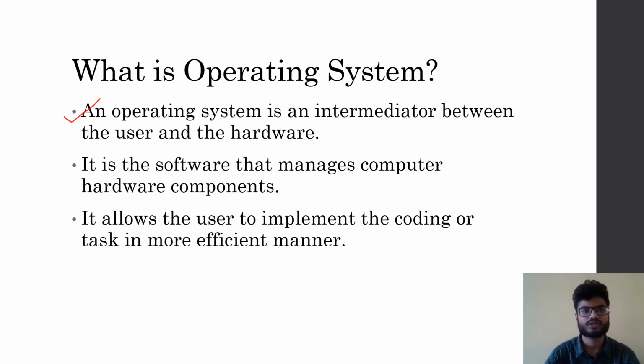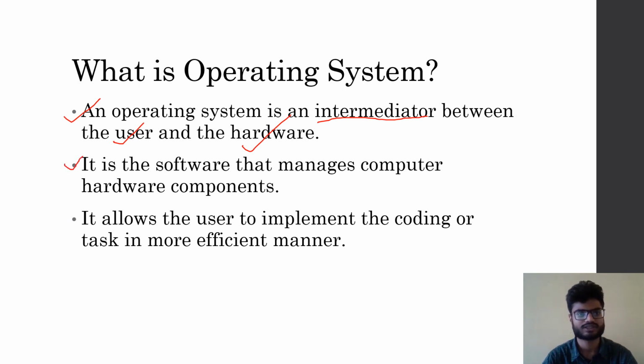So, what is an operating system? An operating system is an intermediator between user and the hardware. Intermediator is nothing but a linker between two parties. Here the first party is the user, the second party is hardware. Because we users cannot interact with hardware directly, because it only understands zeros and ones, but we give input in the form of text or speech. So the operating system links the user to the hardware.